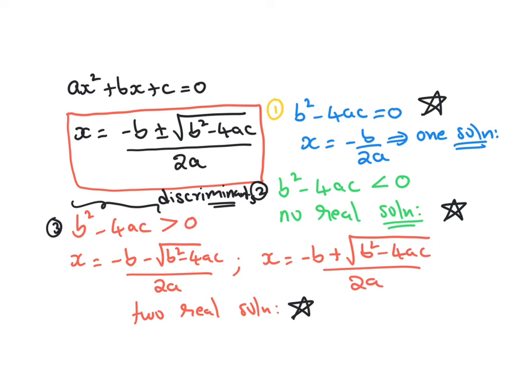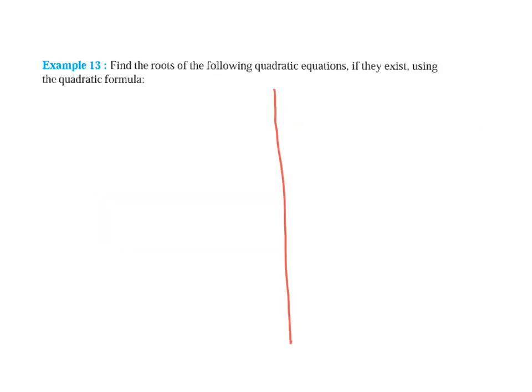Now let's use the formula and solve a few problems. Let's try this. Find the roots of the following quadratic equations if they exist, using the quadratic formula. The first equation is 3x squared minus 5x plus 2 equal to 0. So what's a here? It's 3. b is negative 5 and c is 2.